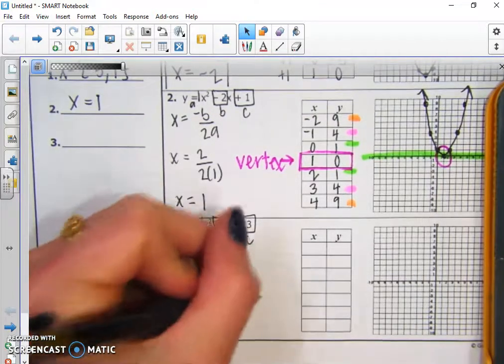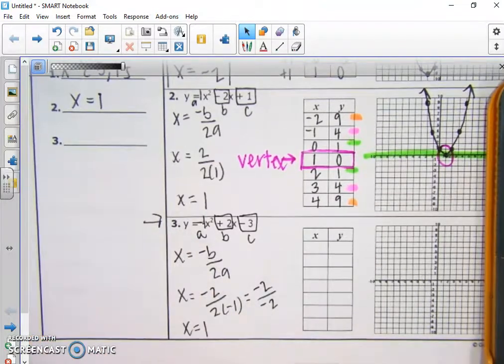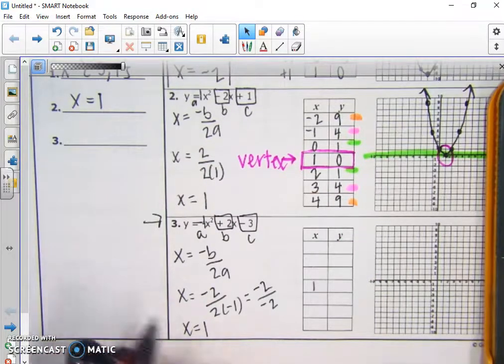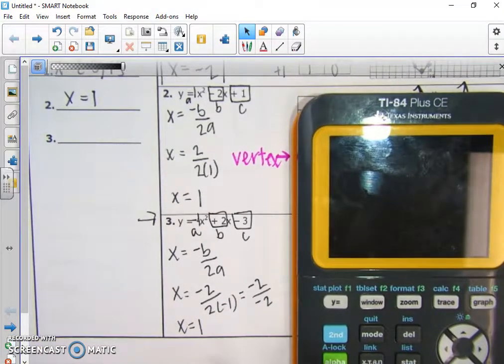Let's simplify this a little bit. -2 over -2, x equals 1. So that's our axis of symmetry, meaning that we're going to have a point at 1 something in the center of our table. Let's go ahead and put this in our calculator.